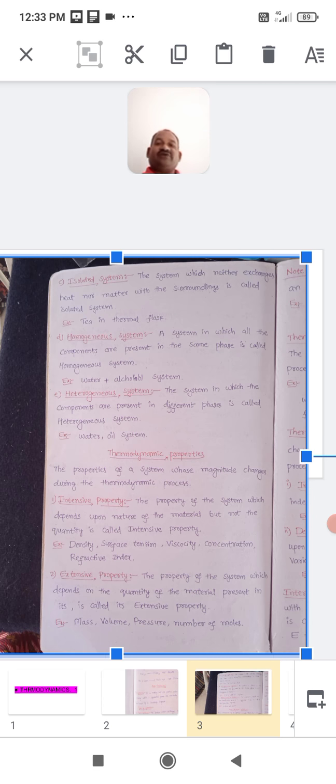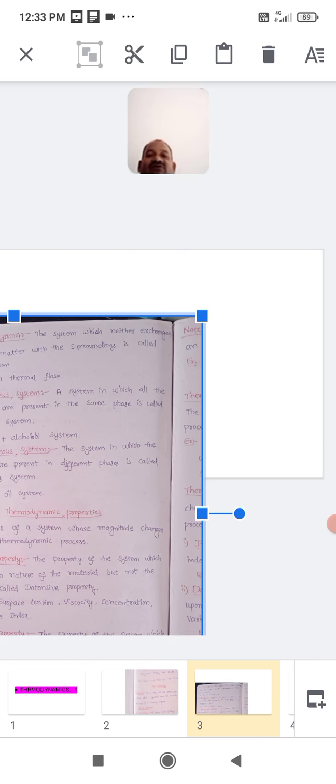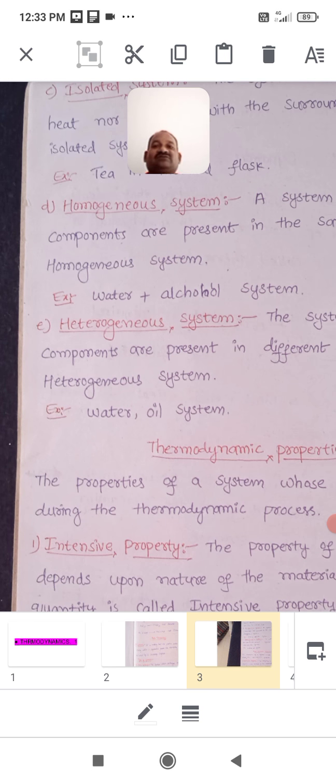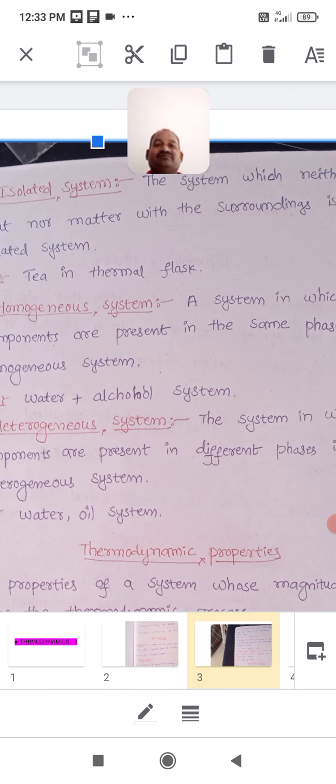Next is the isolated system. What is the isolated system? The system which neither exchanges heat nor matter with the surroundings is called an isolated system. Example: tea in a thermal flask.